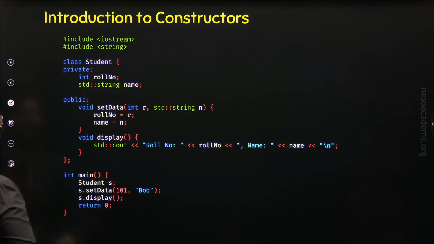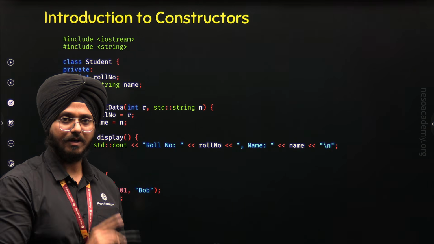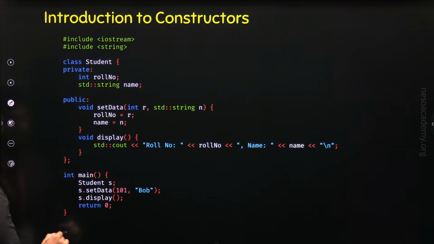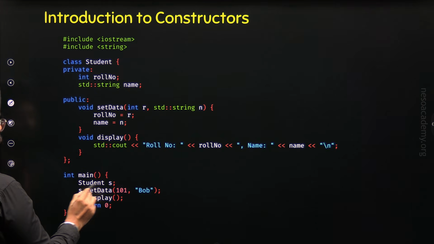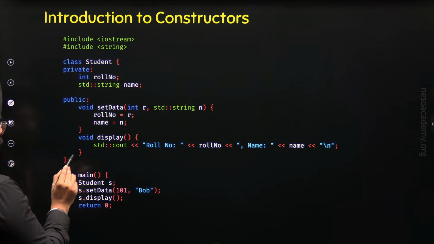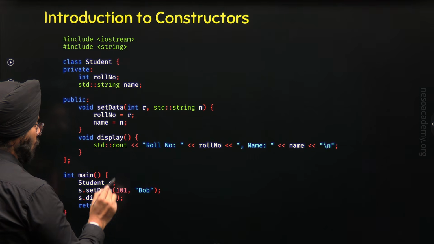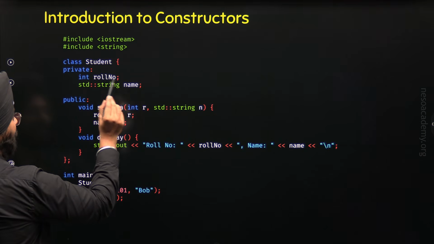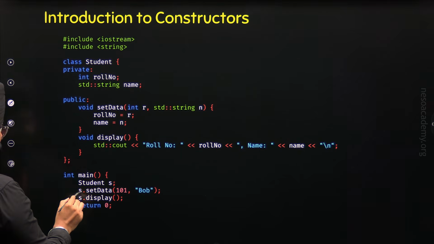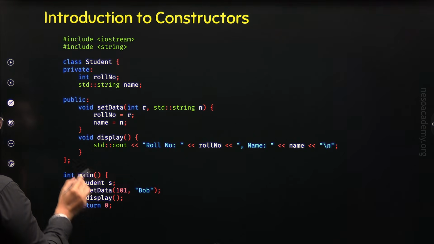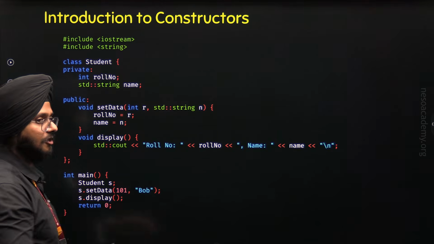And this is the display function that allows us to display roll number and name on the screen in a specific format. Here is the main function, and in this main function I have defined the object of the class student. Here you can observe the object name is S. And through this object, I am calling the setData function and I am providing values 101 and Bob to roll number and name respectively. This means I am initializing this object. Providing values to the private members via an object is same as initializing the object.